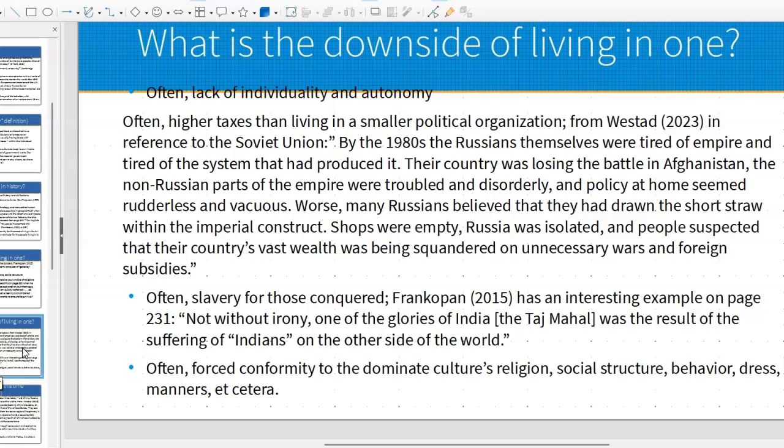Other downsides: forced conformity to the dominant culture's religion, social structure, behavior, dress, manners, etc. We'll see this in the later Mughal Empire, where the Mughals begin to become less tolerant of Hindu traditions. The veil, which we tend to think of as being associated with India today, was actually something that came in with the Mughals. It was not part of Hindu culture itself. It came in as part of Islam.